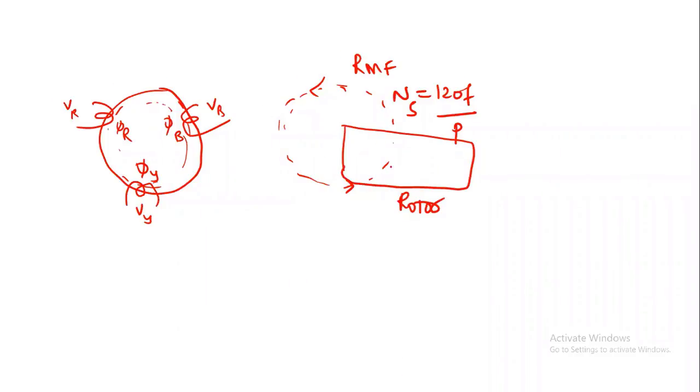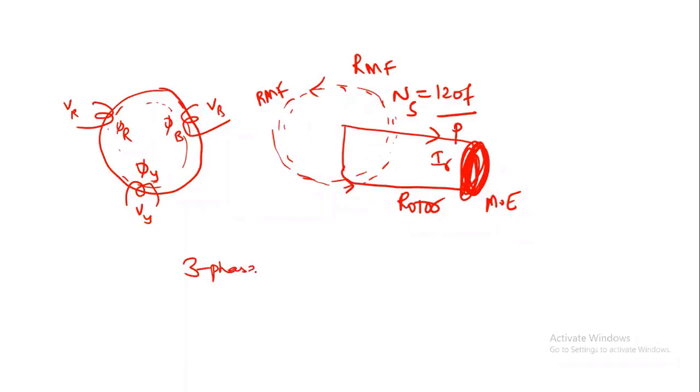So when this flux is cutting this short-circuited conductor, or in other words, this current-carrying rotor, it is kept under the influence of this magnetic field. This rotor also tends to rotate. This is nothing but Faraday's law of electromagnetic induction. The current carrying rotor is under the influence of rotating magnetic field. It will tend to rotate. As a result, output is mechanical energy. So this is the principle of working of your three-phase induction motor.